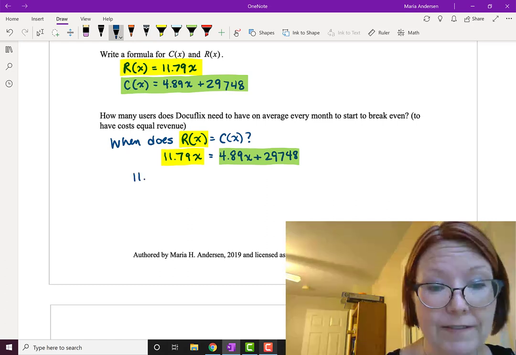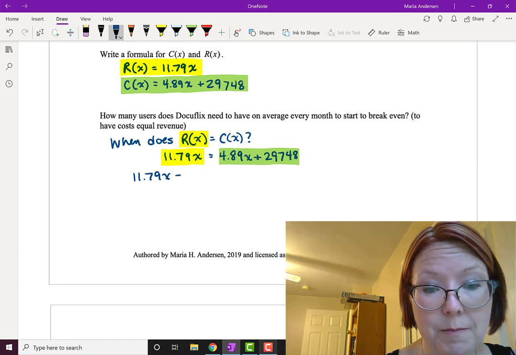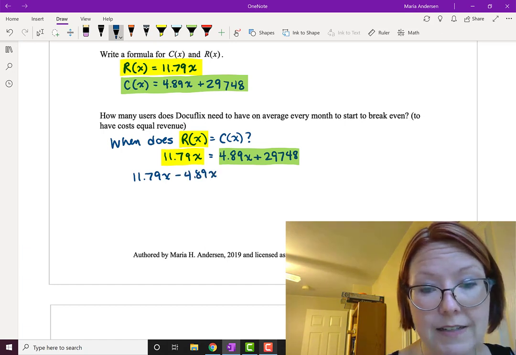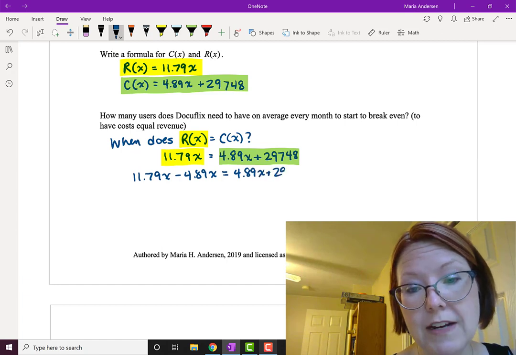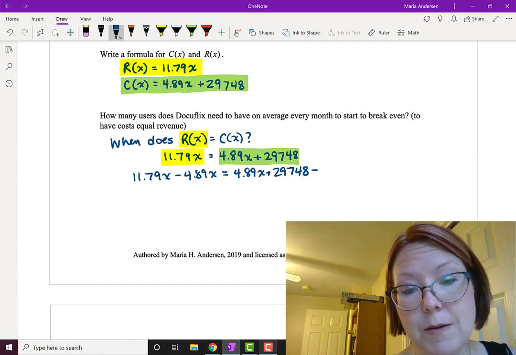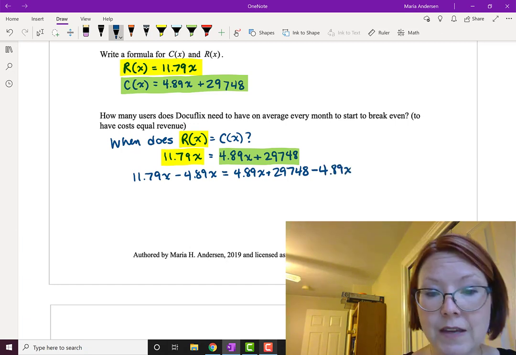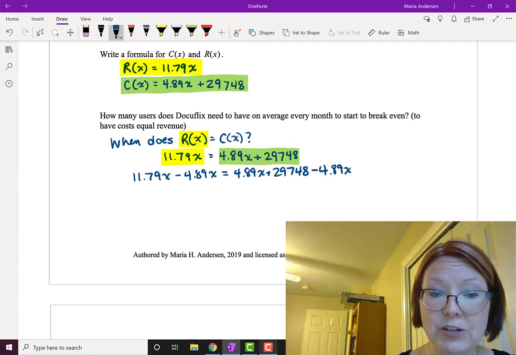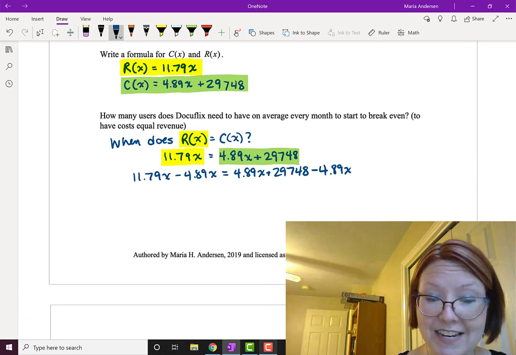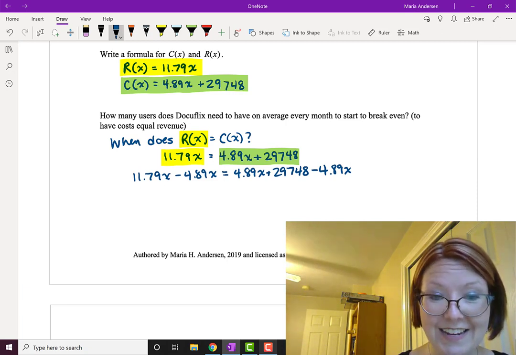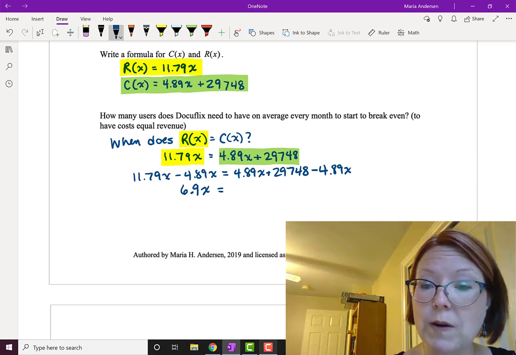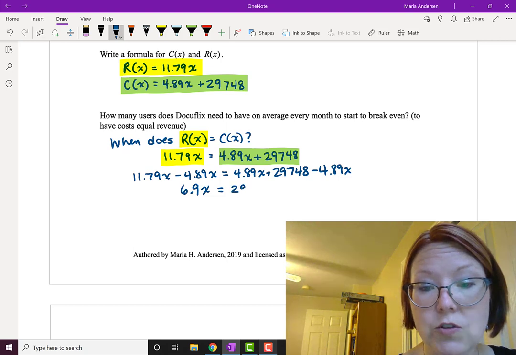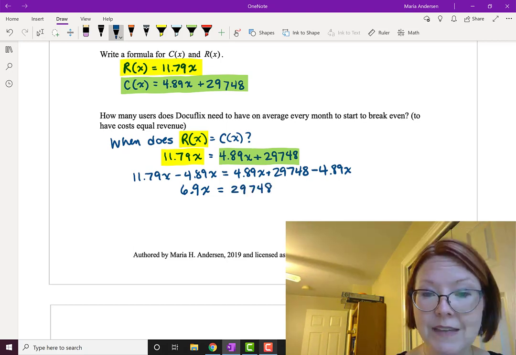So that'll be 11.79x minus 4.89x equals 4.89x plus 29,748 minus 4.89x. On the left, we can combine our like terms. That's 11.79x minus 4.89x, which is 6.9x. On the right side, the 4.89x's drop out, leaving us with just 29,748. So now I have the equation 6.9x equals 29,748.